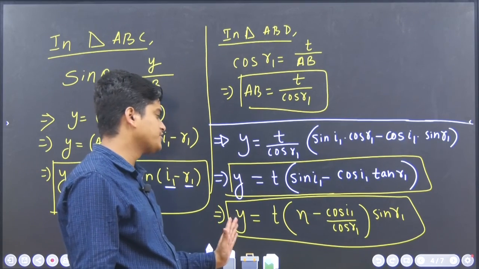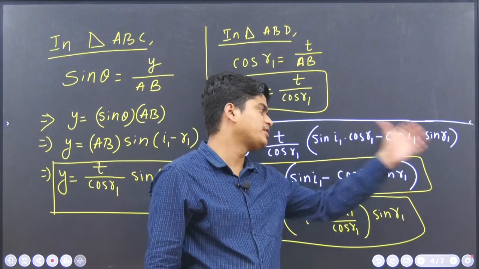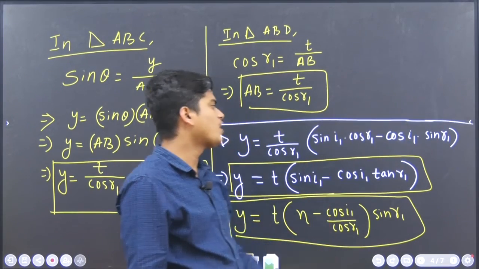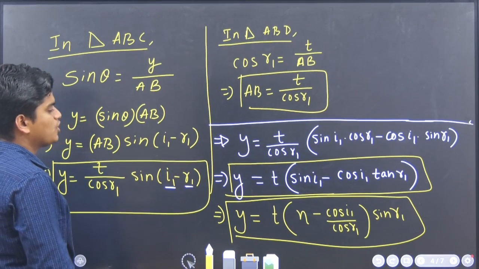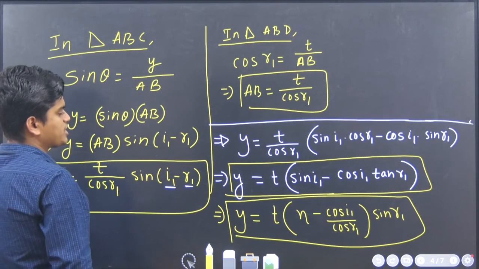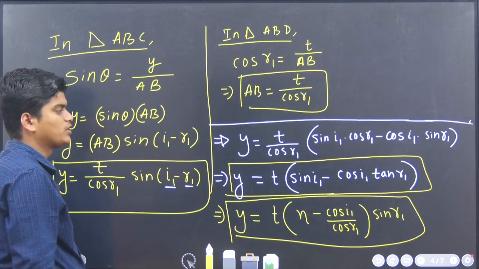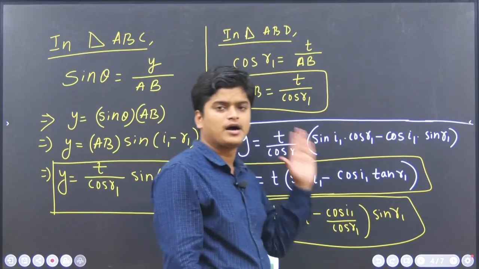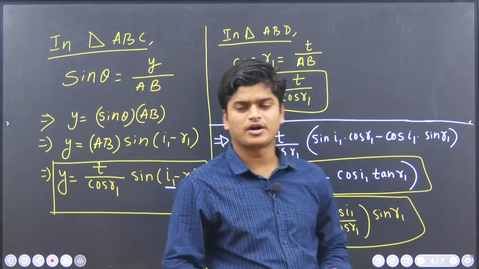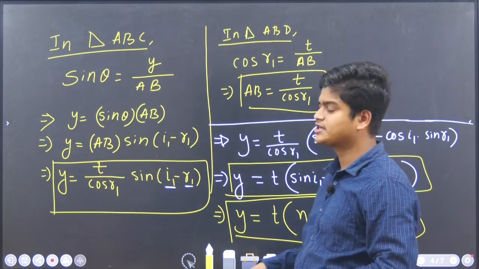So what is the lateral displacement coming here? You are either dividing and multiplying by sin R1, or taking sin R1 common, so that it becomes sin I1 by sin R1. It is the refractive index minus cos I1 by cos R1. So this is the lateral displacement. We did the proper derivation, and do you understand how this lateral displacement is coming?